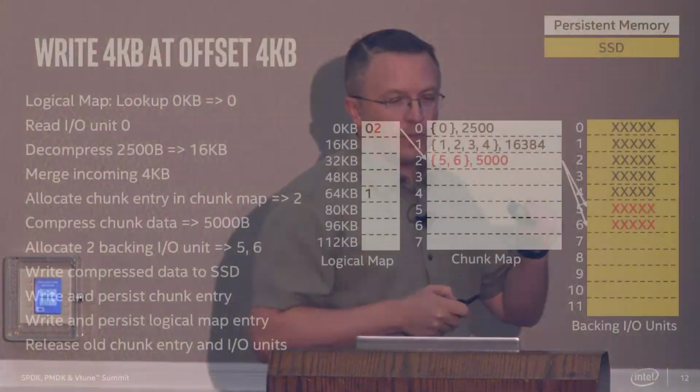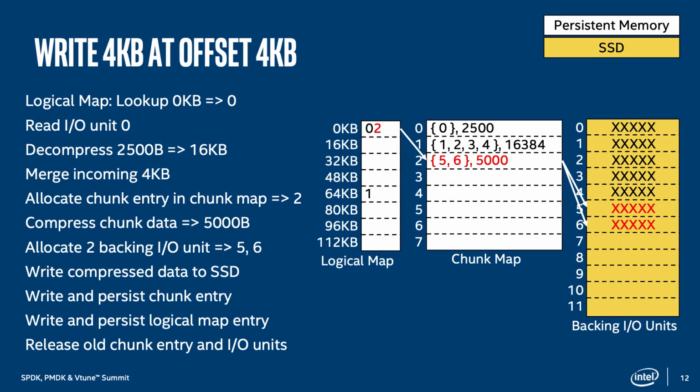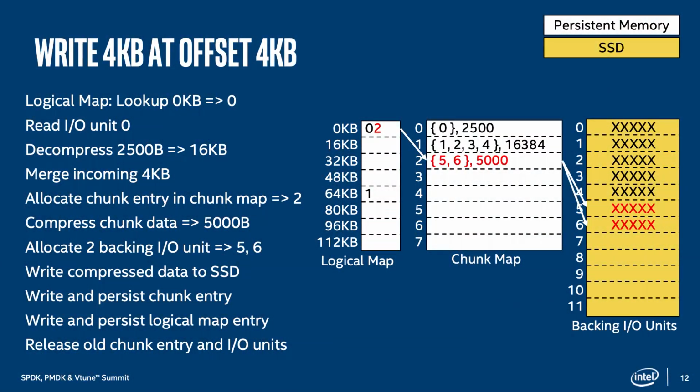Okay, so next, now we're going to write data to a chunk that's already been allocated. So we look up in the logical map and see that for entry 0, there's something already there. So now we've got to start a decompress operation. We look at this chunk map and say, we've got to read this backing I/O unit. We know that it's going to decompress into 16K, right? Because when we compressed it, it was 16K, so we should always expect when it comes back that it's going to be 16K. At this point, we merge in the 4K of data that's coming in.